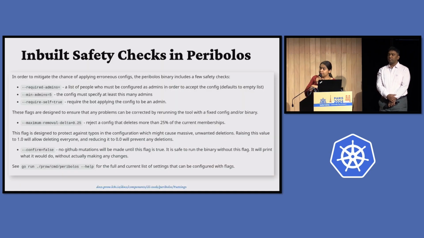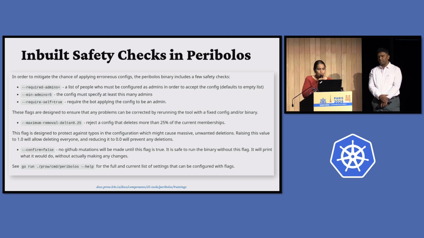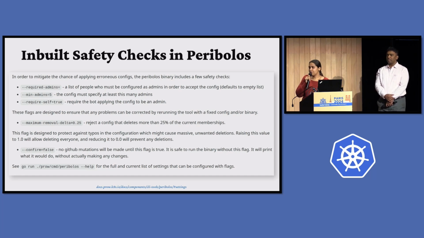These are a few of the inbuilt safety checks we already have in place in the Peribolos binary itself. A few of these are, we need at least 5 admins at any point in time in any GitHub organization. Also, there is a flag here to make sure Peribolos doesn't end up removing half of the organization, for example, and more. And if you want to understand more about the entire list of Peribolos flags, there is a link at the bottom for the documentation.